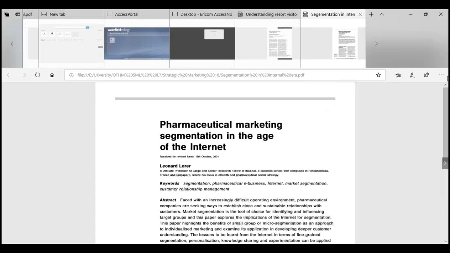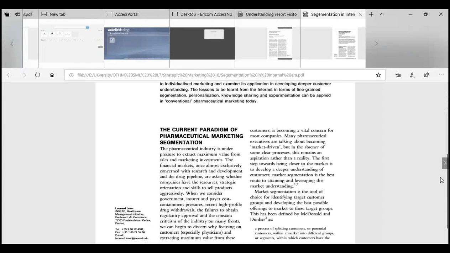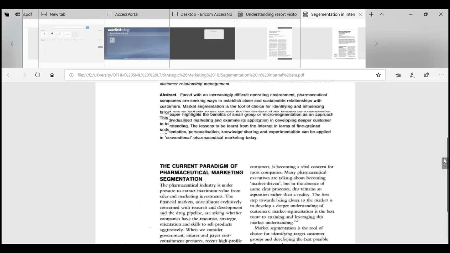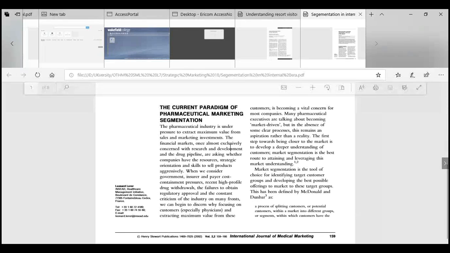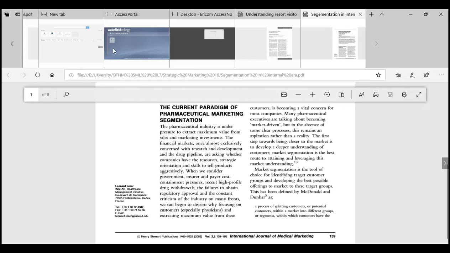This is another journal that is quite good to read: Pharmaceutical companies' marketing segmentation in the age of the internet. It's an internet era, so how can they segment and use different channels in the pharmaceutical industry? Please make sure you read it.